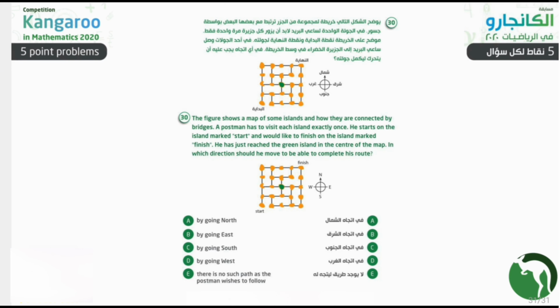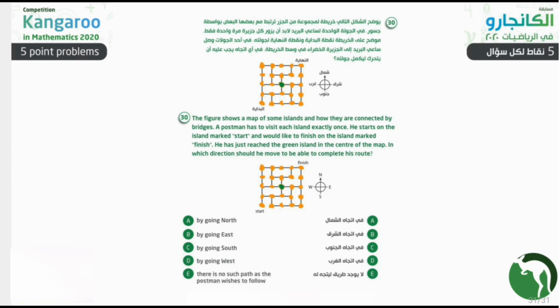In question number 30, the last question, the figure shows a map of some islands and how they are connected by bridges. A postman has to visit each island exactly once. He starts on the island marked start and would like to finish on the island marked finish. He has just reached the green island in the center of the map. In which direction should he move to be able to complete his route?